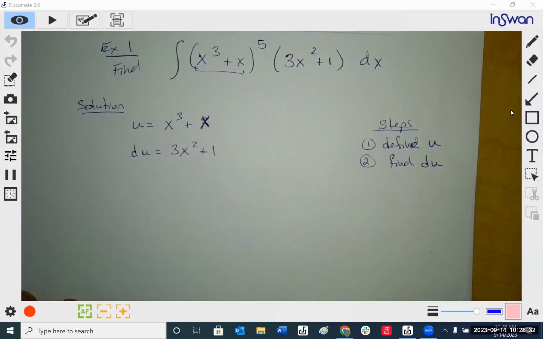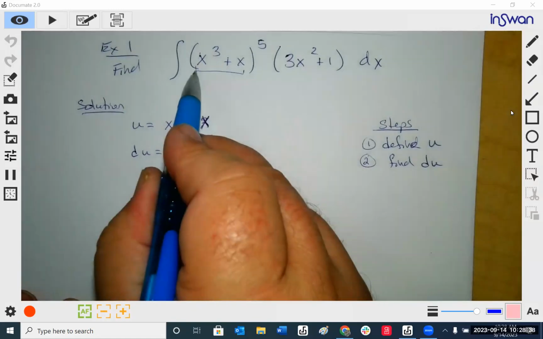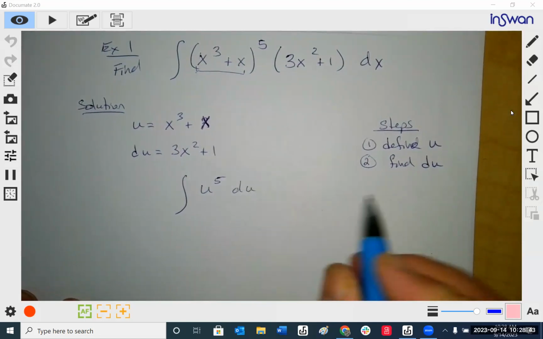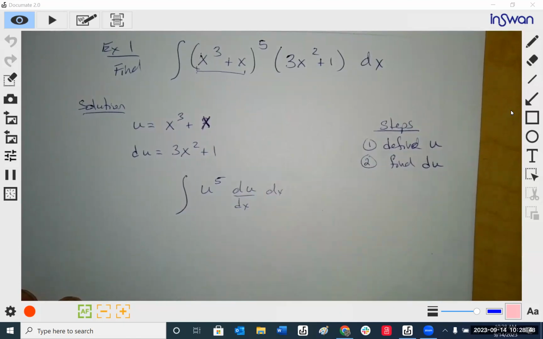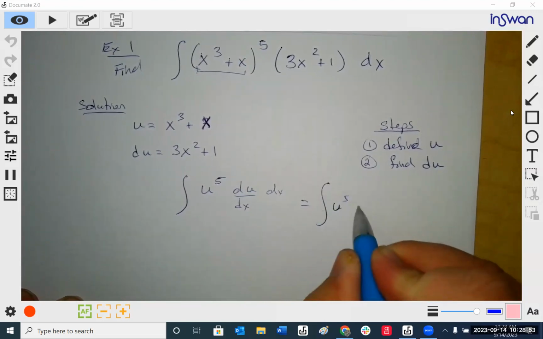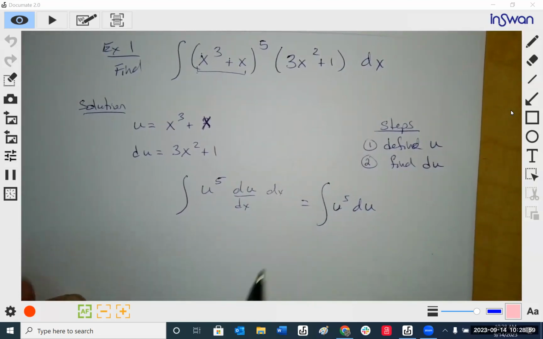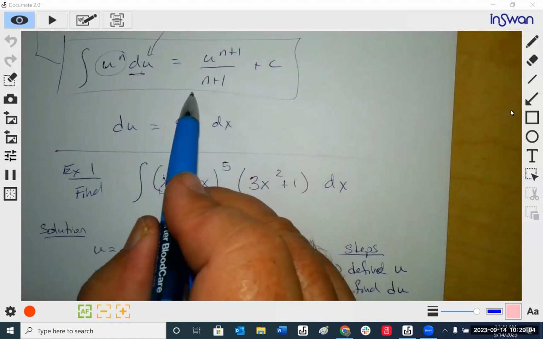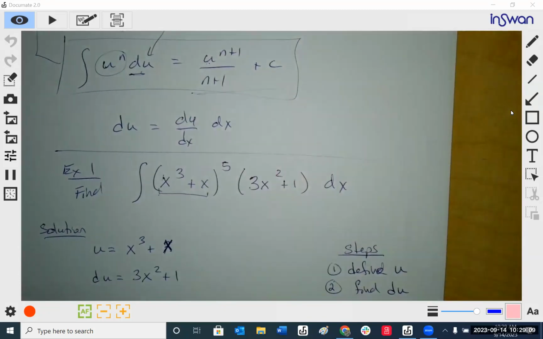So fortunately for us, this makes our equation u to the power 5 du dx. This is du dx, which becomes u to the 5 du, which is exactly what we want it to be. Because if we're in this form, then our antiderivative is simply leave the u alone, just change the exponent.